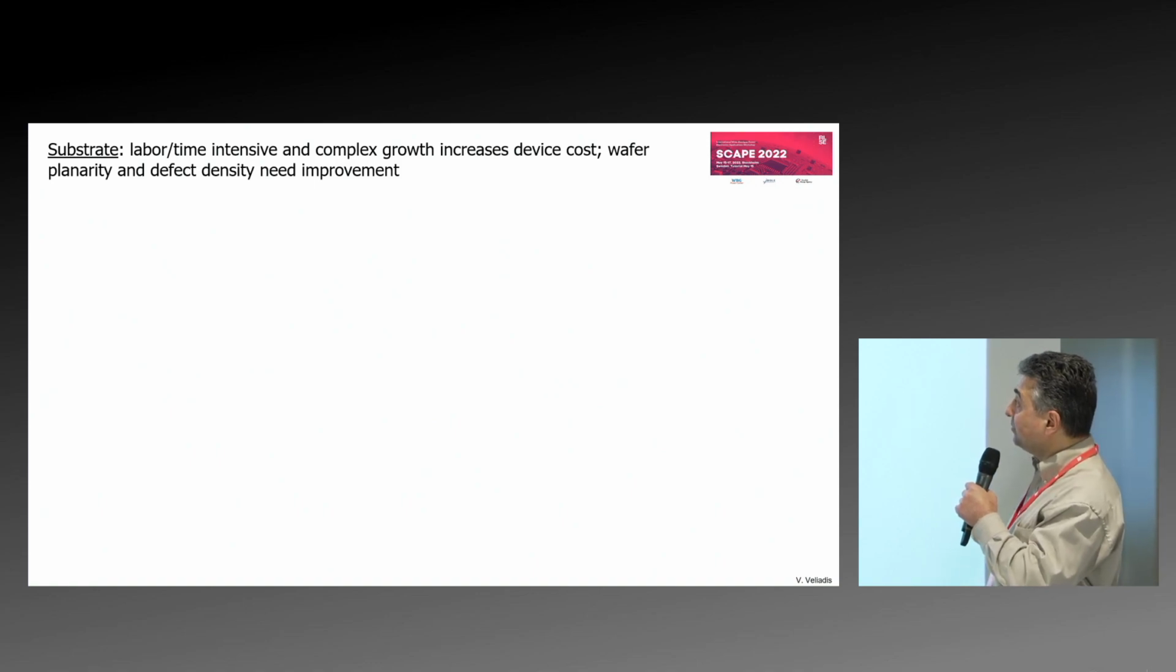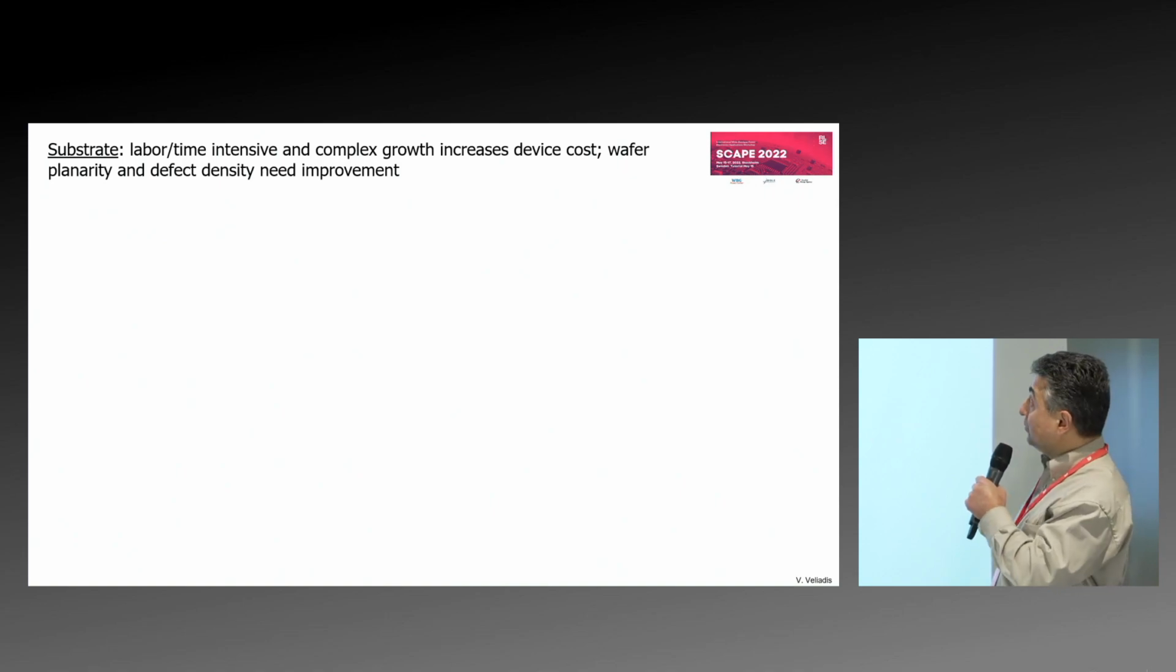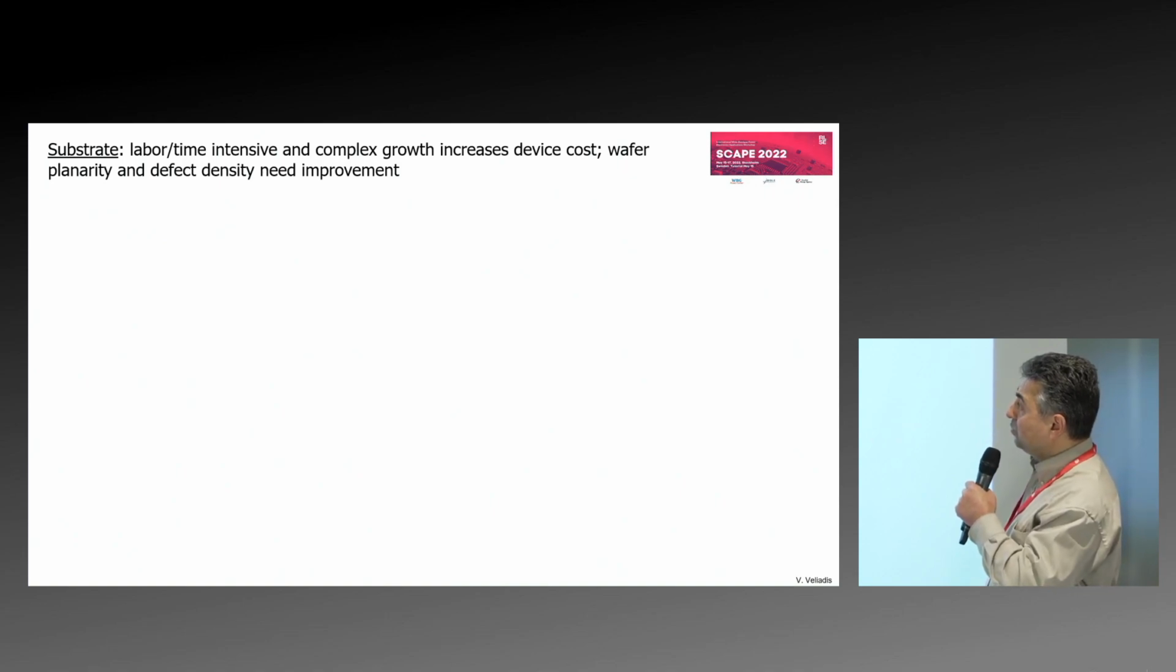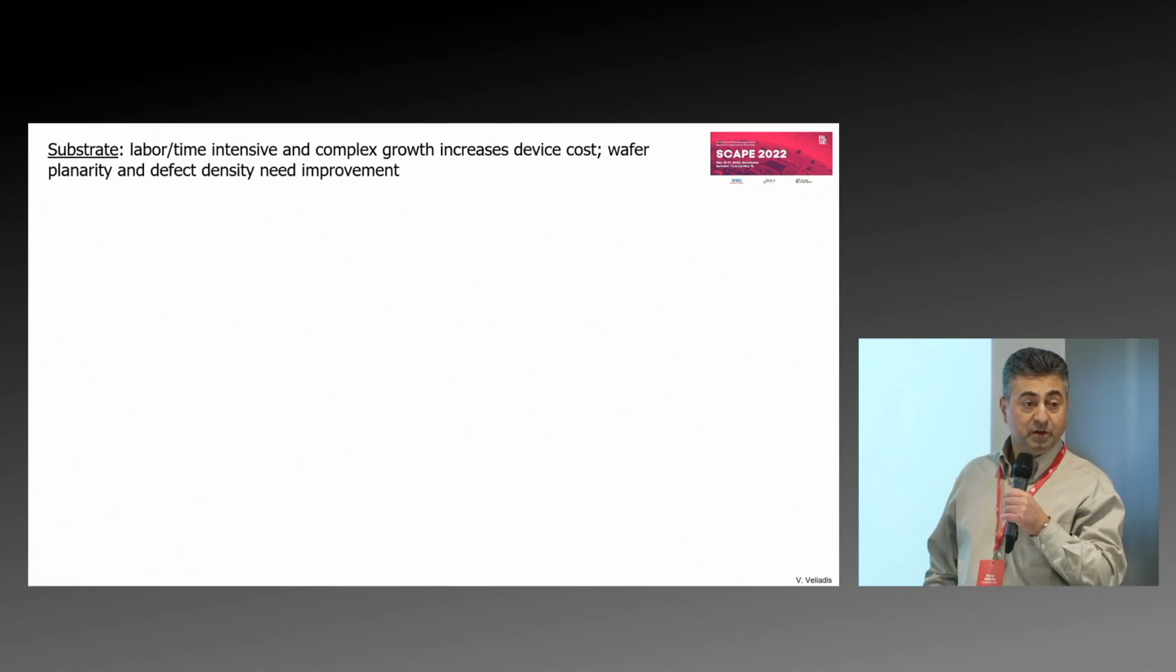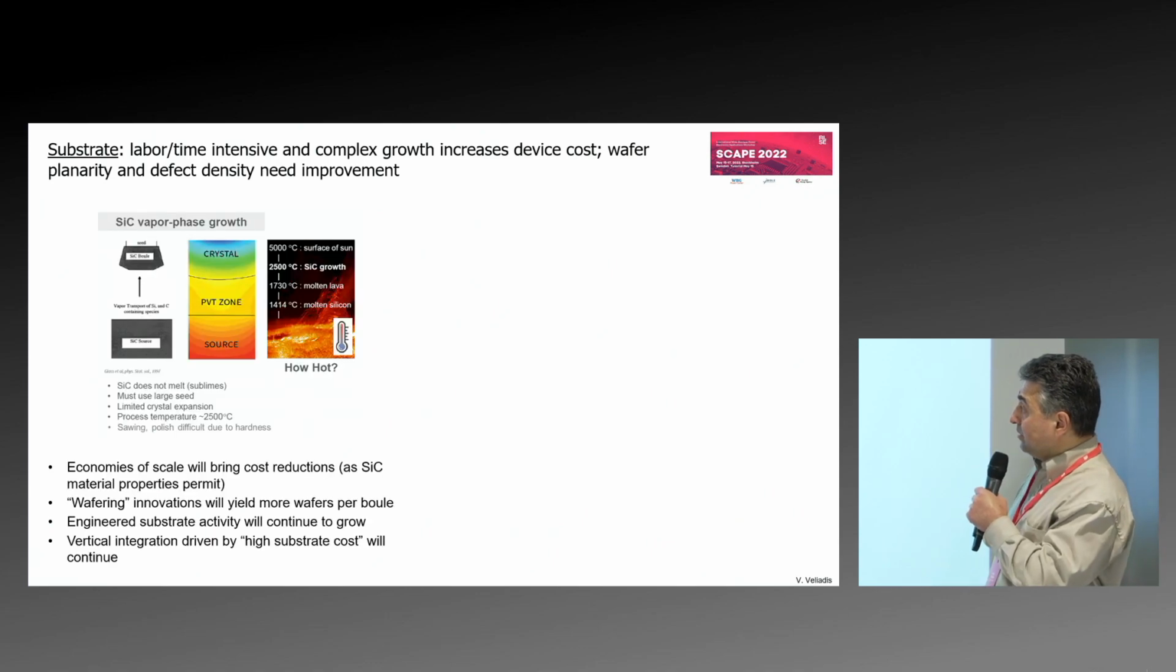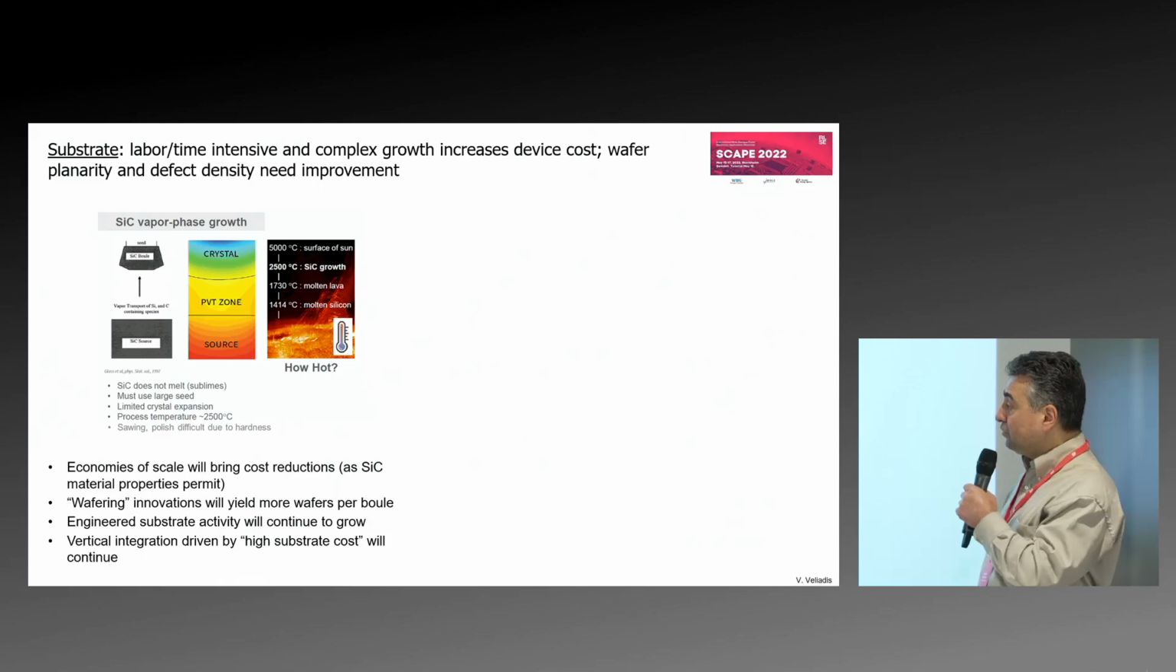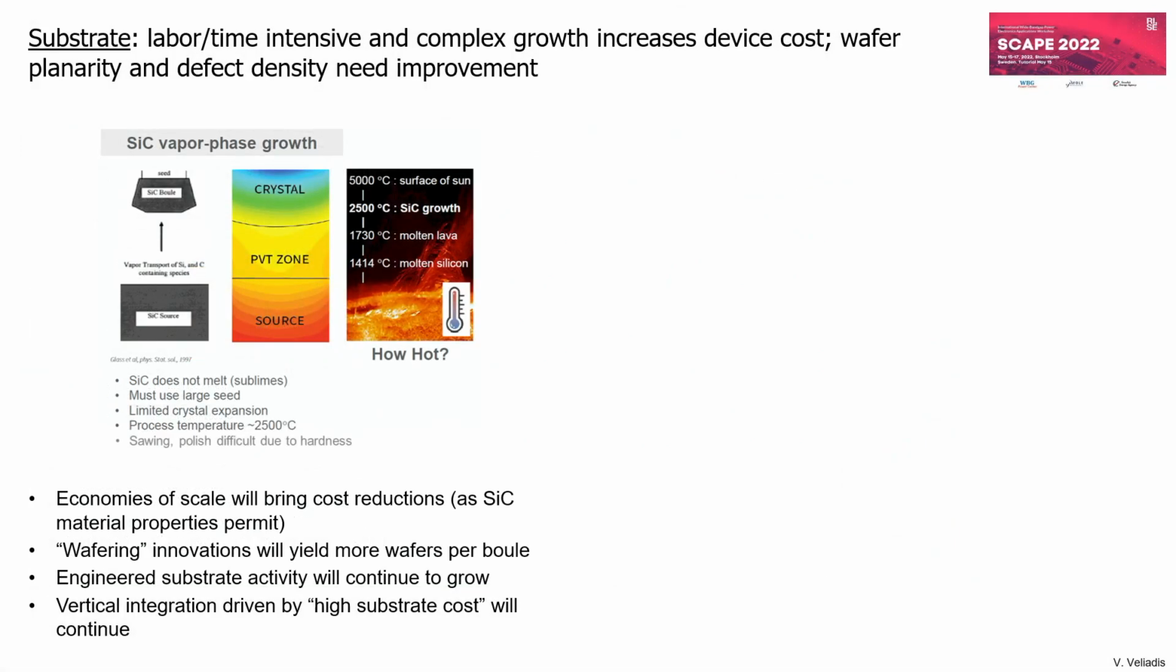Okay, so what we know is for the substrate, where are we today? It's labor and time intensive, the growth is complex, it increases device cost substantially, and wafer planarity and defect densities can be improved. So what is the future going to hold in my view? Economies of scale will help bring the price of the substrate down, but the physical limitations of those high temperatures and this time-intensive process will not allow it to get down to the level you see in silicon. So it's going to remain relatively expensive and a big part of the device cost.